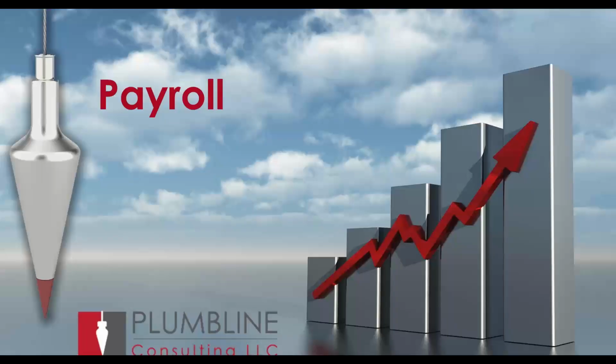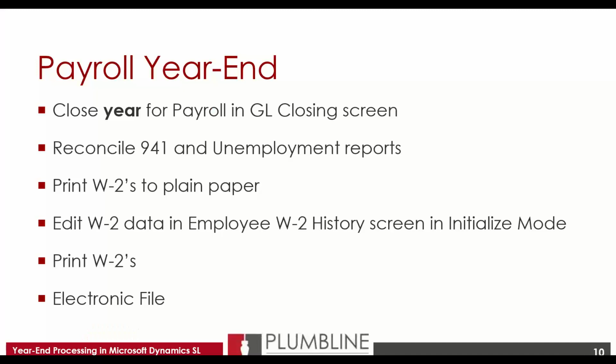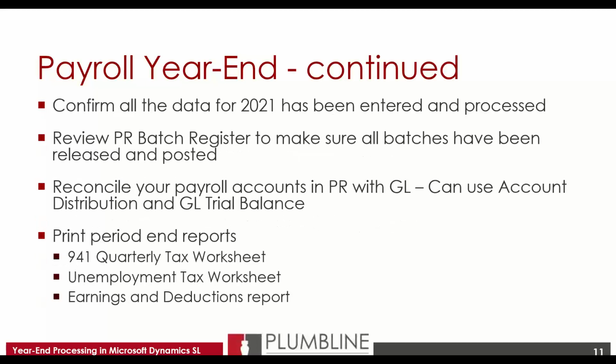Moving on to the payroll module. The typical flow for your year-end processing in the payroll module is going to include closing the year for payroll in the GL closing screen. You want to reconcile your 941 and unemployment reports. You're going to print the W-2s to plain paper and review the calculated amounts there. Also edit the W-2 data as needed in employee W-2 history in initialized mode, and print the W-2s. Also generate the electronic file. So we'll dive into these and look at them in a little bit more detail.